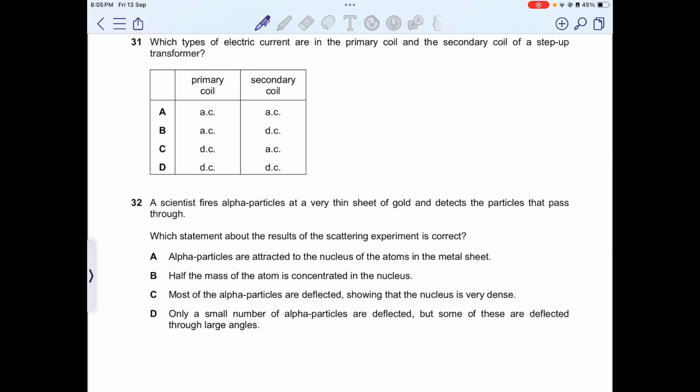Which type of electric current is in the primary coil and the secondary coil of the step-up transformer? In the primary coil, you have an alternating current, and in the secondary coil also you have an alternating current. So 31 would be A.